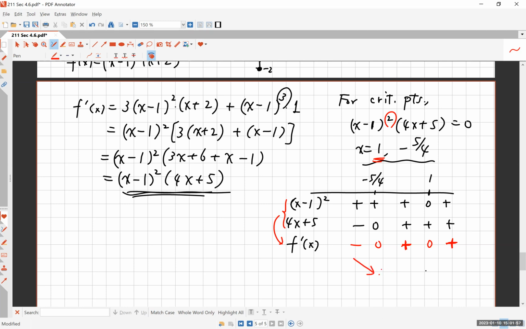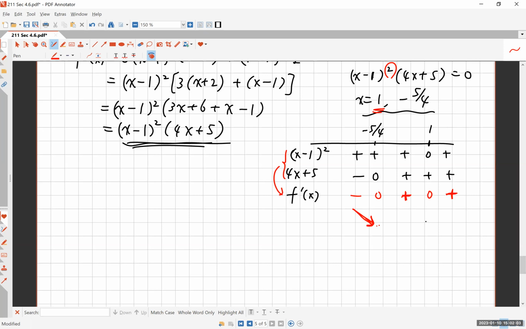It's 0, negative. So the function decreases to this point, and the derivative hits 0 and then increases after that. So the first derivative test applies, right? The derivative of this function goes from negative to positive at negative 5 over 4, and therefore it must be a local minimum. Now at 1, the derivative is 0 and it starts to go up again. So what's happening here is one of those things like x cubed, where the tangent becomes horizontal at just one point, and it starts to increase again.